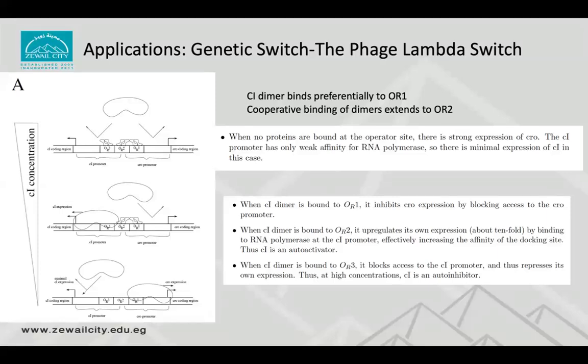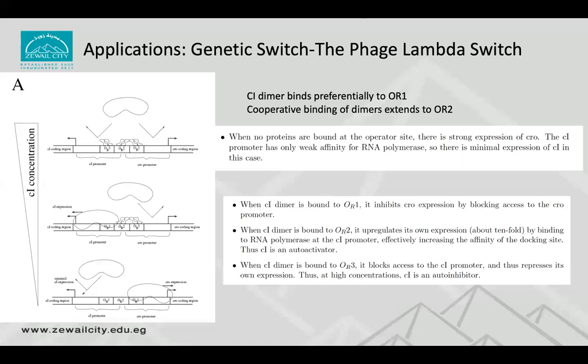When the CI dimer binds to OR1, it inhibits Cro expression, and so you start to reinforce the production of the CI dimer. And when it binds to the second operator, remember there's cooperativity, so it has that tendency. Once it's bound to the first operator, it upregulates its own expression by binding to RNA polymerase at the CI promoter, effectively increasing the affinity of the dominant site. So CI is an autoactivator.